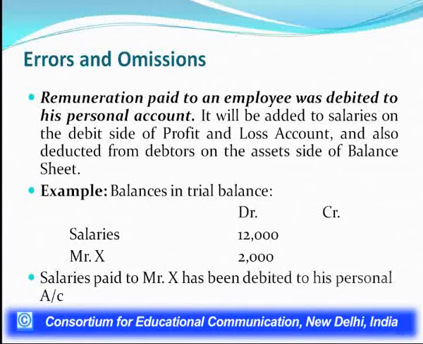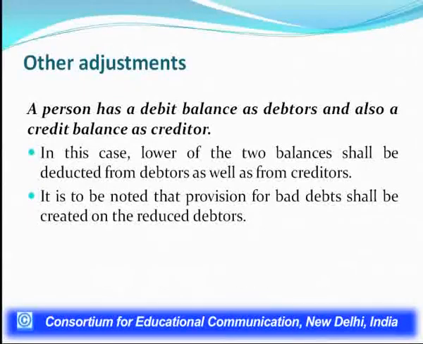So by the rectification rule, the wrong debit is to be credited. So Mr. X's account shall be credited and the salary, being an expense, shall be debited. So the entry will be salaries account debit to Mr. X. When we show it directly in the financial statements, on the profit and loss account debit side, salaries will be 12,000 plus salaries paid to X wrongly debited to X's account 2,000, and Mr. X's balance will be nil. It will not be shown in the balance sheet because the balance in Mr. X's account will be nil.